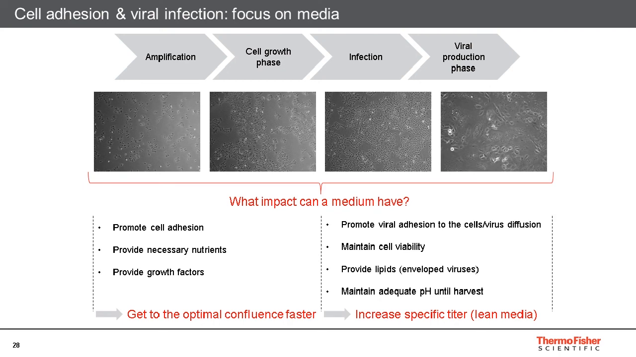So in this talk, I will focus on viral cell lines and viral processes. For this application, the medium has a different purpose depending on the stage of the culture. Up to infection, the medium needs to provide all necessary components to get to the optimal confluence faster. But after infection, the virus will be controlling the cell's internal machinery, so a leaner medium formulation can be used to increase specific titer and decrease cost.